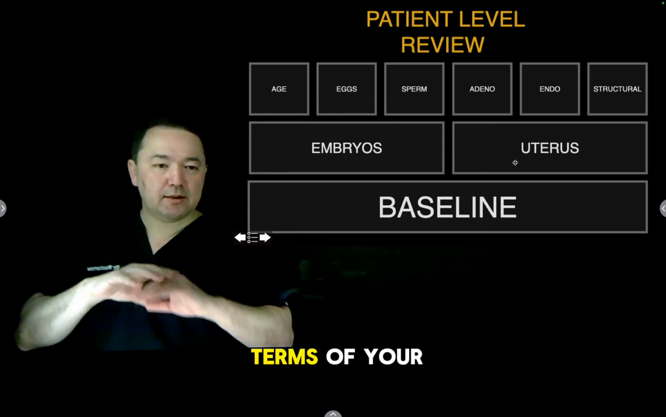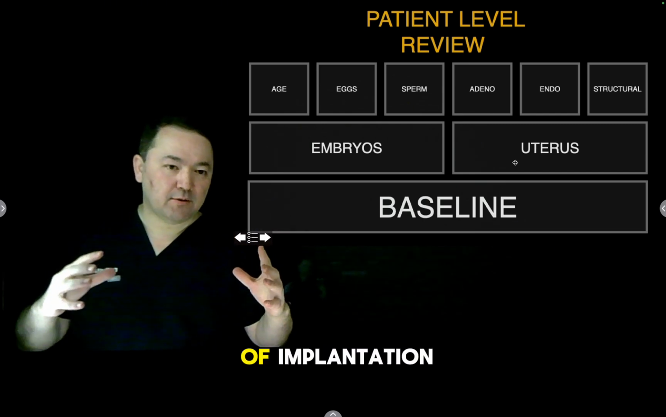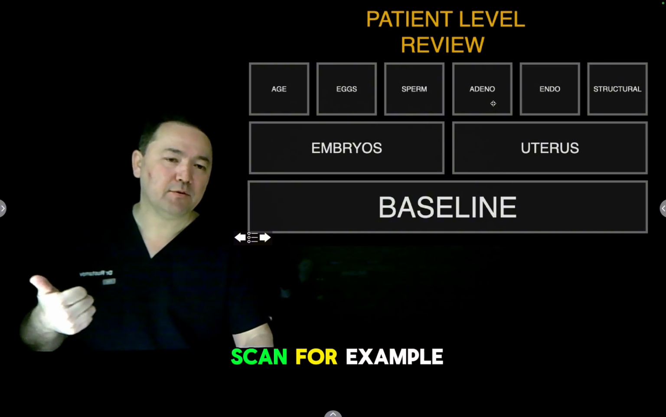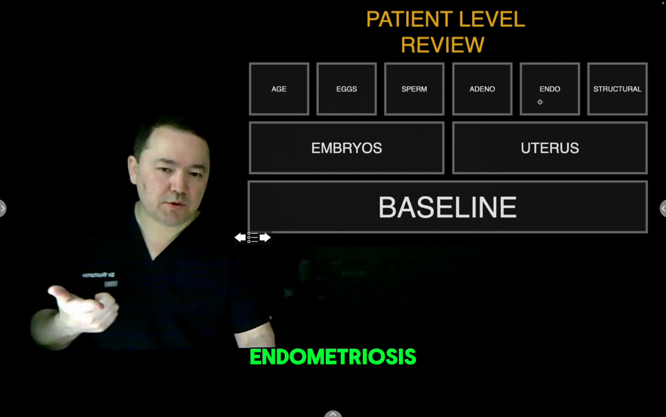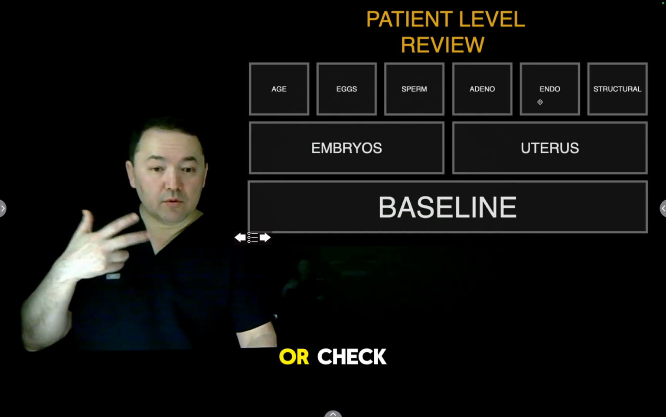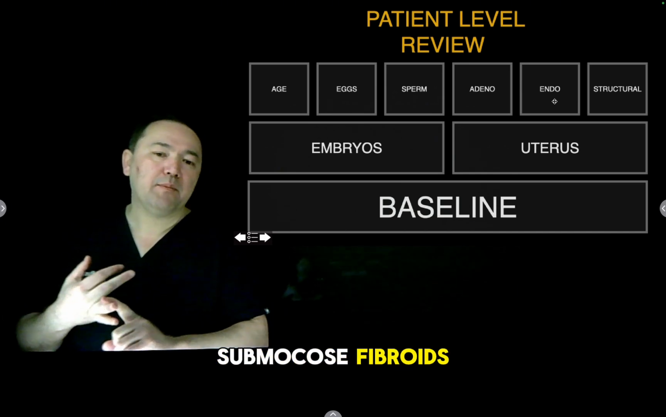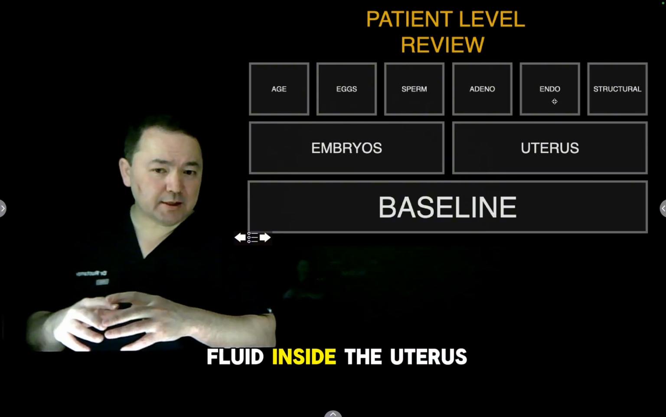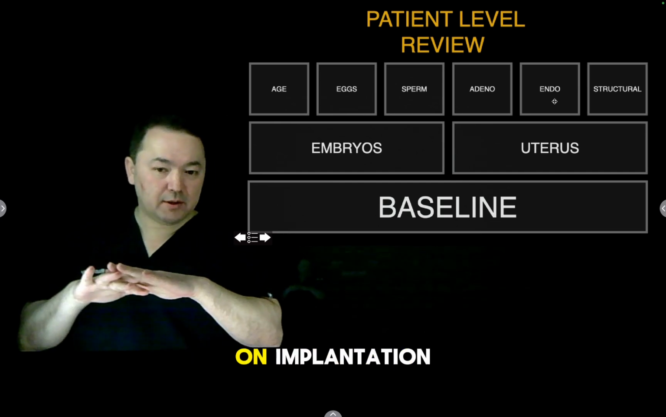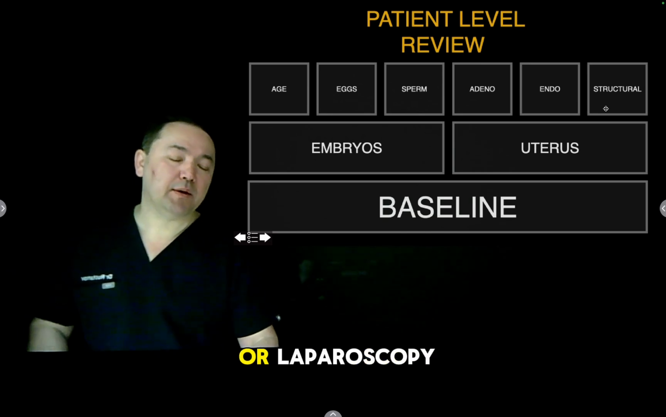Then you need to analyze your uterus. Is there any issue linked to the uterus which may be reducing your chance of implantation? For that you need to check whether you have adenomyosis, by doing an MRI scan, for example, or deep pelvic ultrasound scanning, or endometriosis. Maybe you need to do laparoscopy to check if you have severe endometriosis, or check if you have a structural abnormality in the uterus, like an endometrial polyp, submucous fibroids, uterine septum, or fluid inside the uterus, which may be causing problems with implantation, any structural problem on the implantation bed. For that you may need to have an ultrasound scan, MRI scan, hysteroscopy, or laparoscopy.